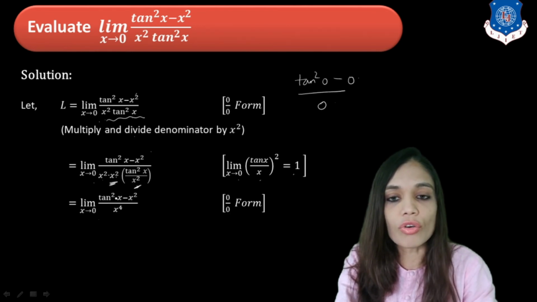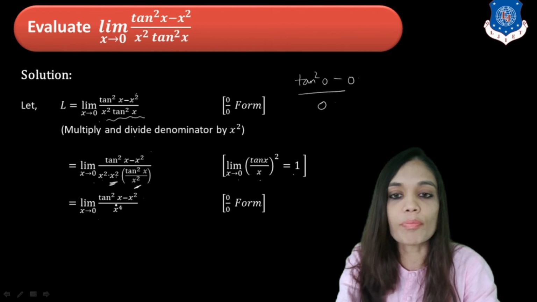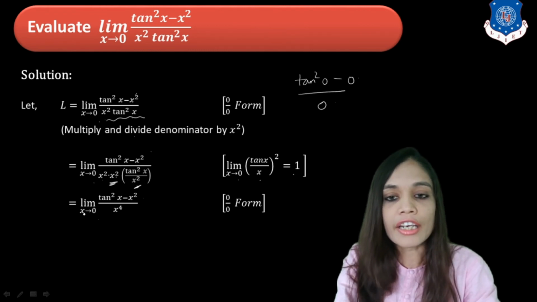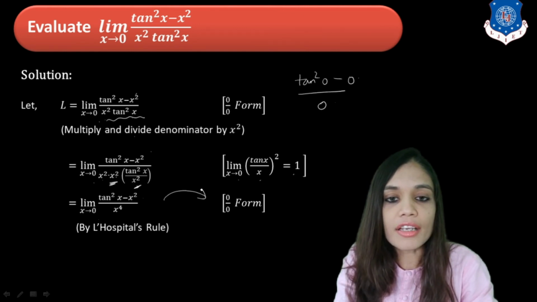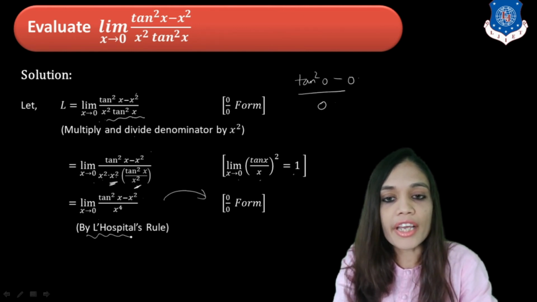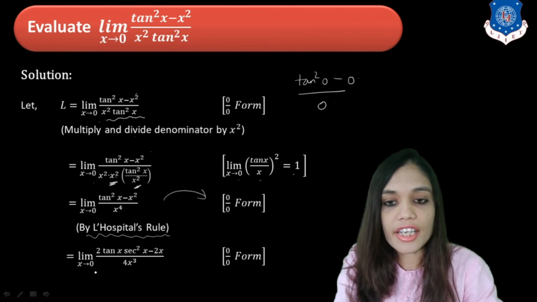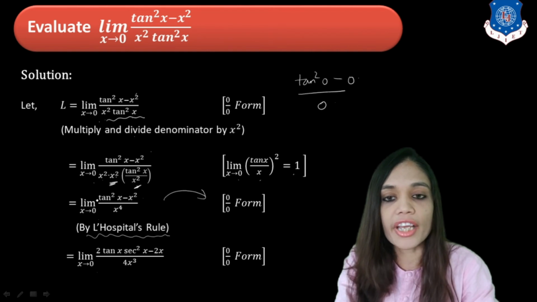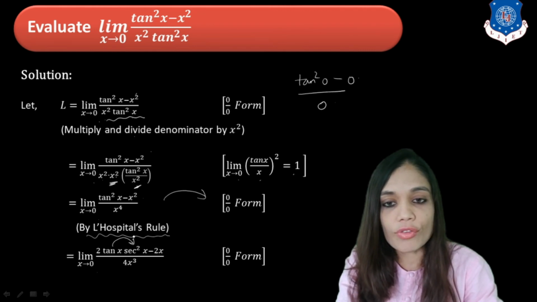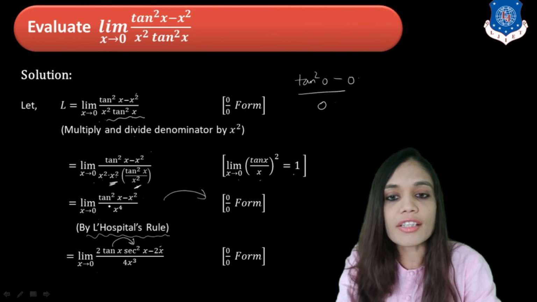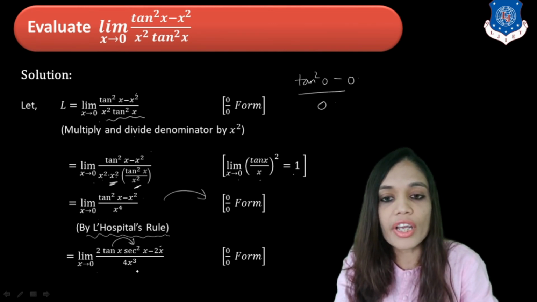Limit x tends to 0, (tan square x minus x square) upon x raised to 4. Now if you put x is equal to 0, you will get 0 by 0 form. So start applying your L'Hospital's rule. So you will get limit x tends to 0, derivative of tan square x will be equal to 2 tan x. Now apply chain rule, and derivative of tan x will be sec square x. Derivative of x square will be 2x, and derivative of x raised to 4 will be equal to 4x cube.